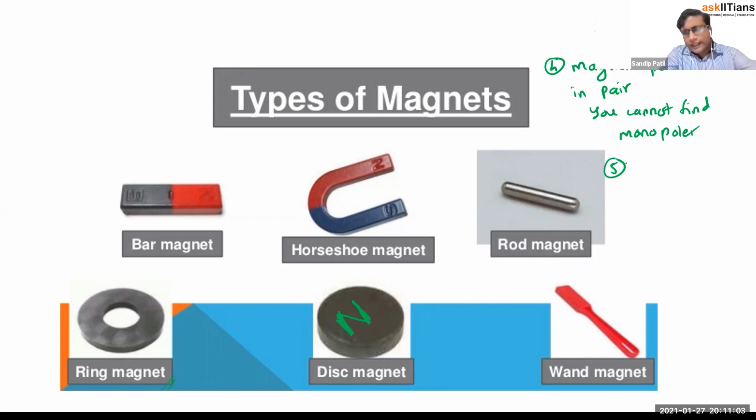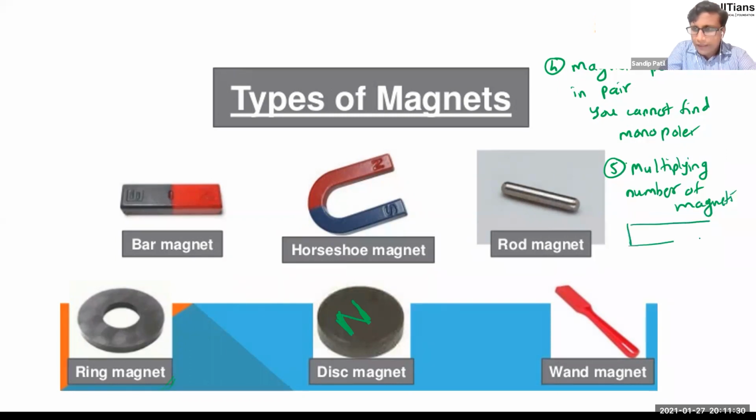Okay, then the last property of magnets is the multiplying property, the multiplying number of magnets. What is the meaning of that? Let's discuss. Now I can see the bar magnet on the screen, right? Let me draw one bar magnet here. South pole and north pole.